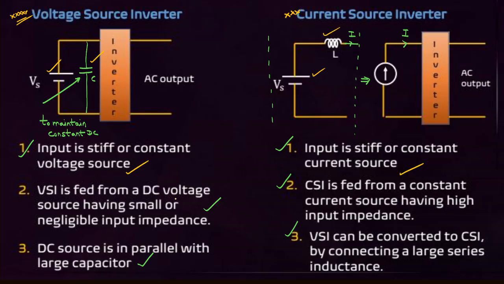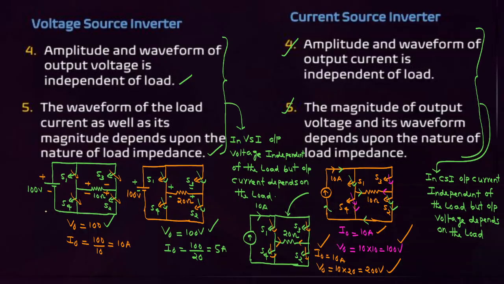The voltage source inverter is fed from a DC voltage source having small or negligible input impedance. That is, in a voltage source inverter, the input impedance is very small. In a current source inverter, because of the series inductor, it has high input impedance. The DC source is in parallel with a large capacitor, but a VSI can be converted into a CSI by connecting a large series inductor.